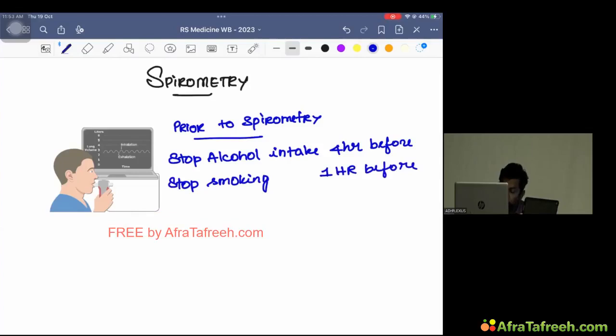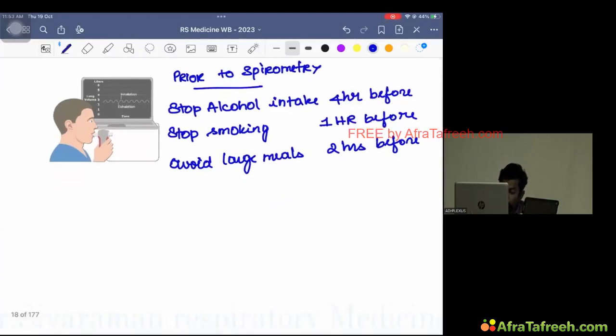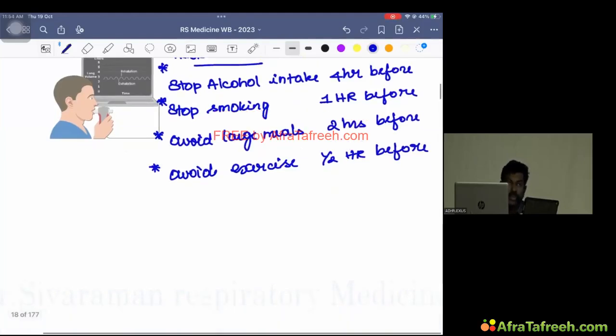He should avoid large meals 2 hours before the procedure. And he should avoid exercise or physical activity half an hour before the procedure. So these are a few precautionary measures to be taken, and they are important before you do spirometry. And what are the contraindications for spirometry?